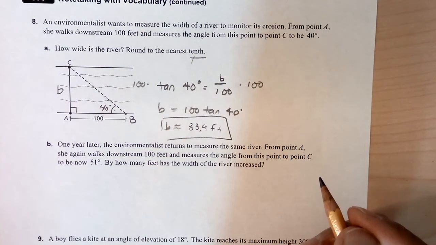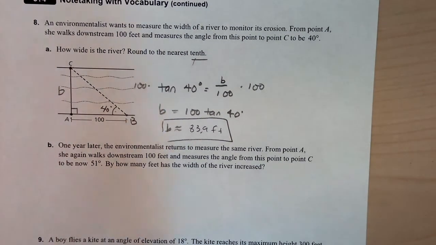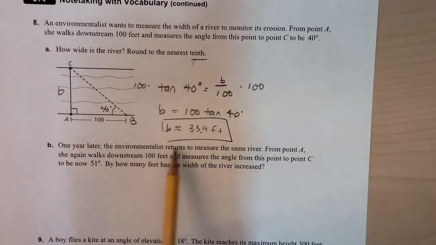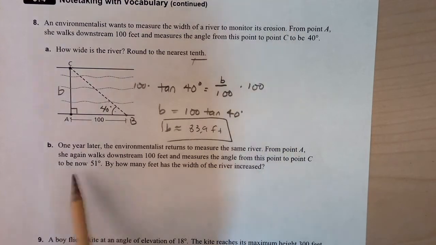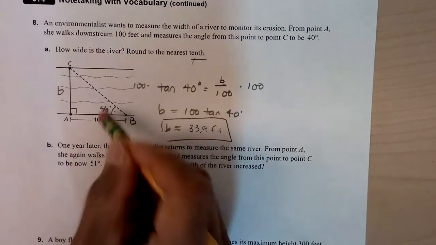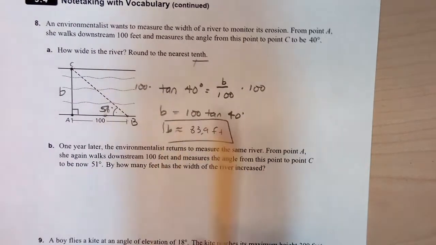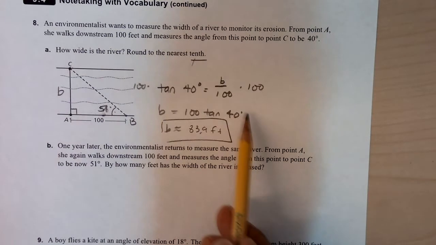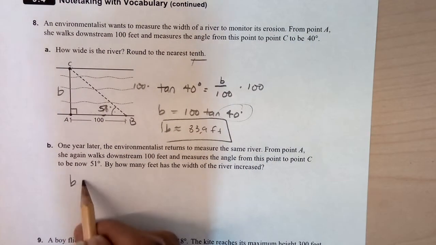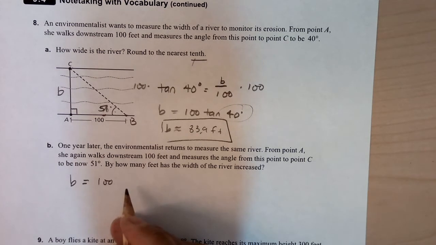And then on part B, you could use the same diagram, which I'm going to do. I'm just going to need to erase some information. A year later, the environmentalist returns to measure the same river. From point A, she walks downstream 100 feet, now measures the angle from this point to point C to be 51 degrees. So we use a similar equation, except now instead of 40 degrees, the width of the river is 51 degrees. You take the tangent of that and then multiply by 100.